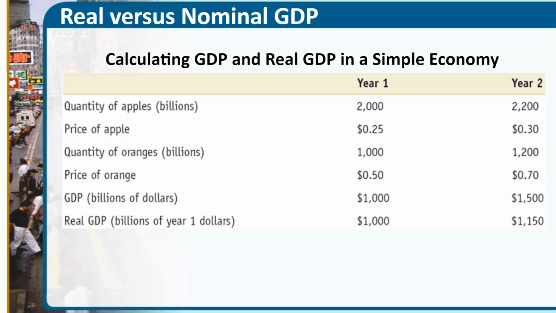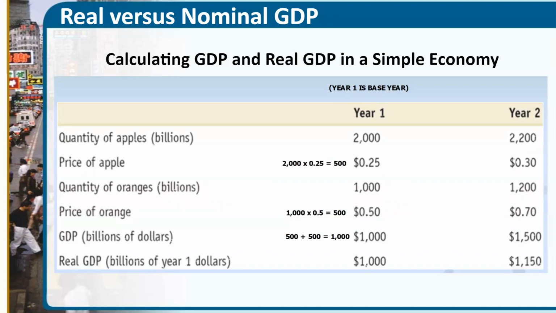So if we look at year one as our base year, we're buying 2,000 apples at 25 cents. That gives us a total of $500 that we're spending on apples, contributing to GDP. Then 1,000 oranges at 50 cents an orange, again another $500. So we have $1,000, and of course this is in billions, so essentially $1 trillion in apples and oranges contributing to GDP. Our real GDP here is going to be the same as our GDP because it's our base year. GDP and real GDP are always going to be the same here. But notice that in year two the numbers aren't the same, and that's because in year two we use the year one numbers as our base.